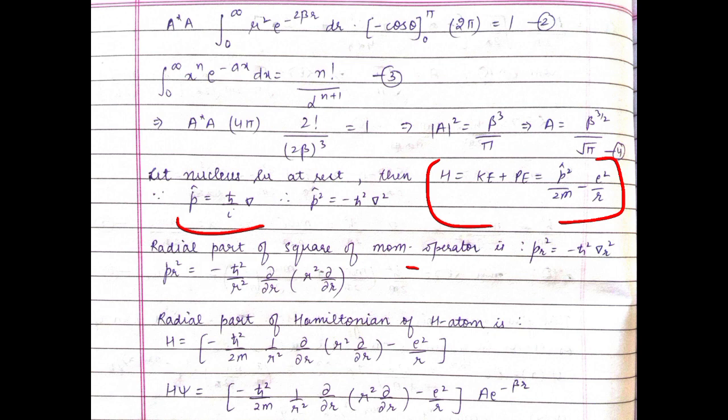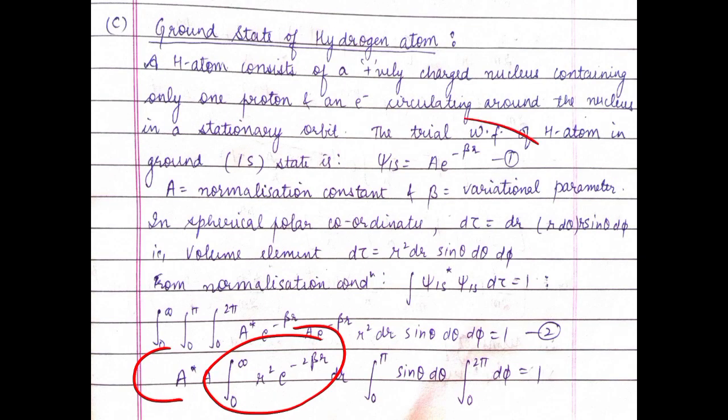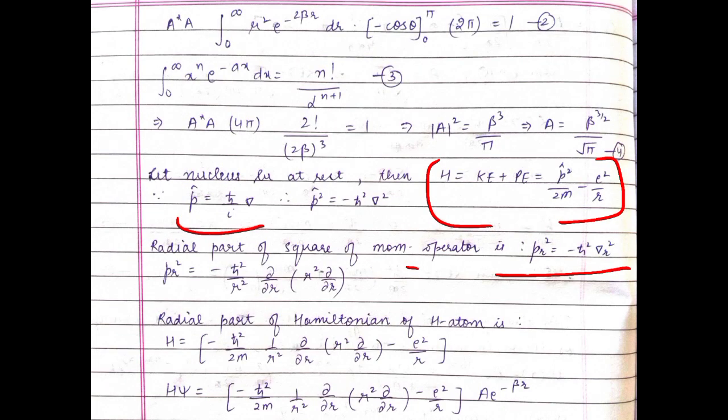Since we are interested in only the radial part of the momentum operator, we will get p r square equal to minus h cut square del r square. We have used only the radial part because our wave function consists of only the r term, so that's why we will use the radial part of the momentum operator only.